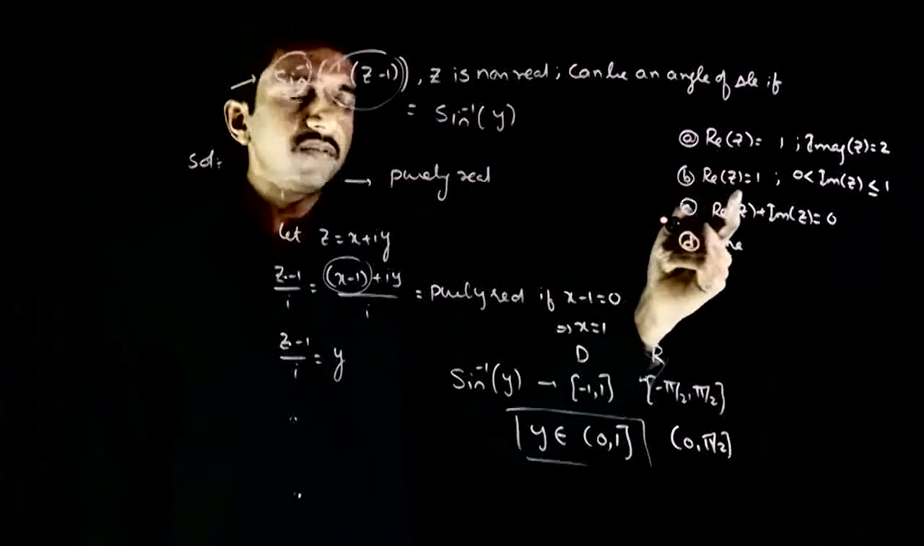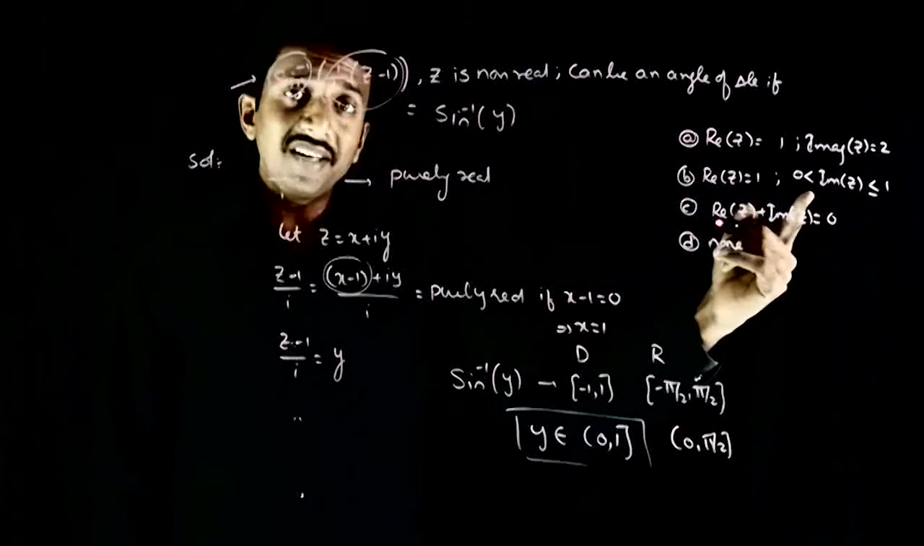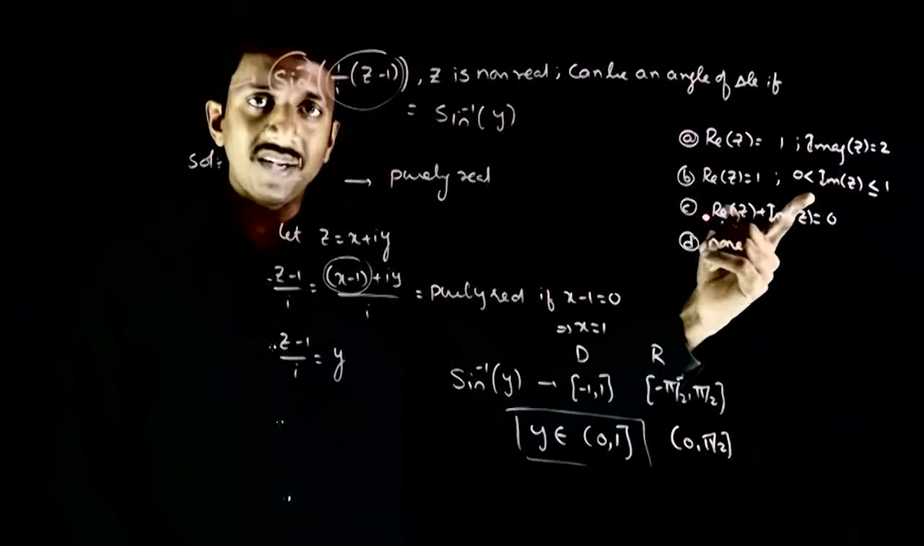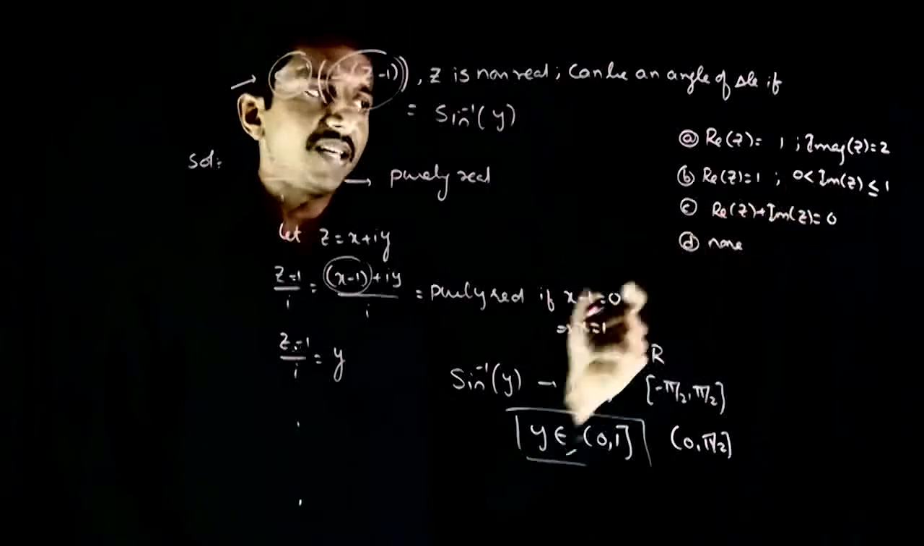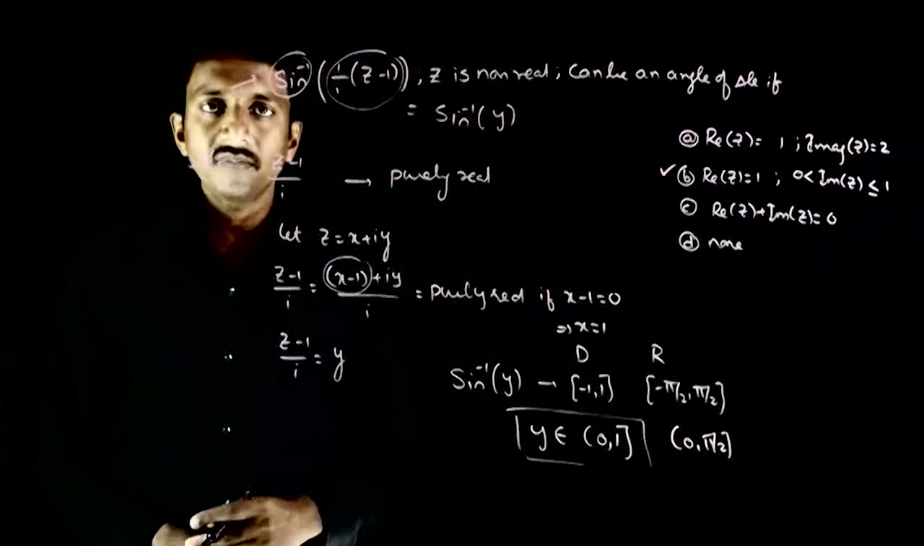So आपको real part of z is equal to 1 होना चाहिए and imaginary part should be strictly greater than 0, because 0 is also not possible in a triangle. Greater than 0 and less than or equal to 1. So option B is the right answer. Thank you.